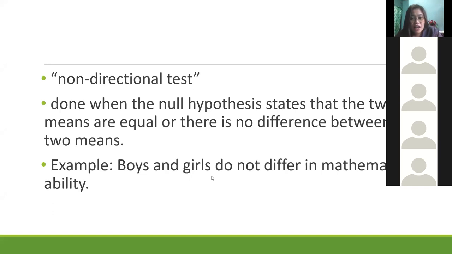Why non-directional? There is no direction. You only said that there is no difference between the boys and the girls. When I say there is no direction, you did not say how they are different, whether the ability of the boys is higher than the girls or the other way around. So it is a non-directional hypothesis. Anything else?